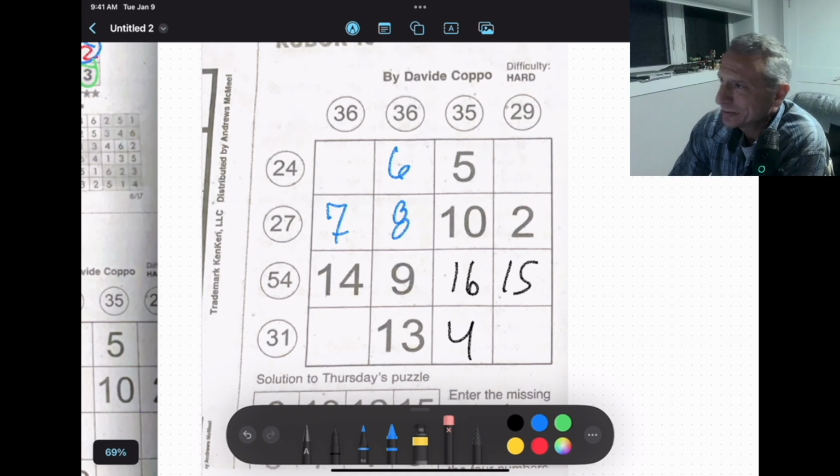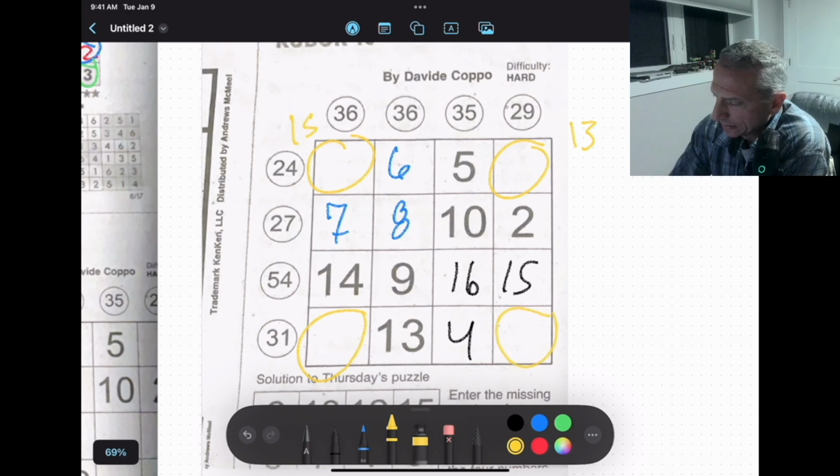This is way too easy of a puzzle. I want my take back back. I'm taking it back. So 5, 6 is 11. This is 13 here, 21. These two down here are 15. And this is 17. And across is 17, 14.